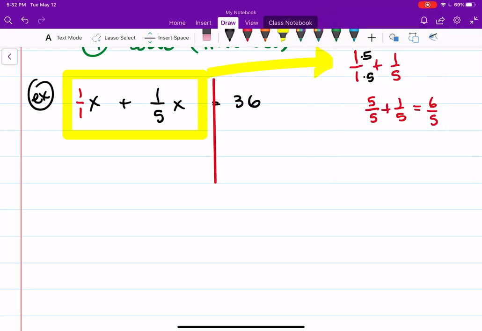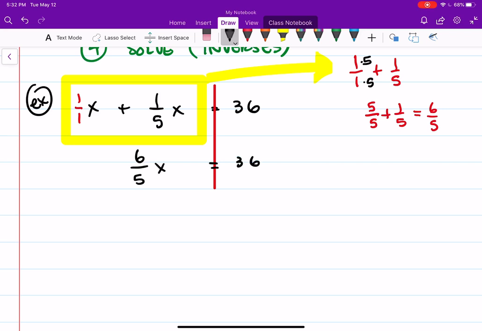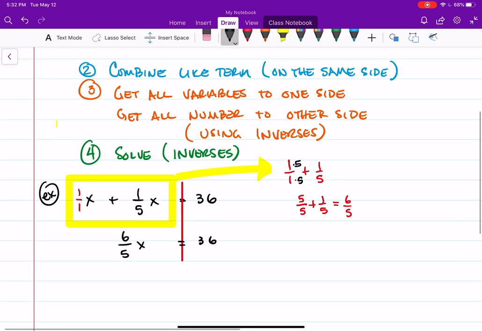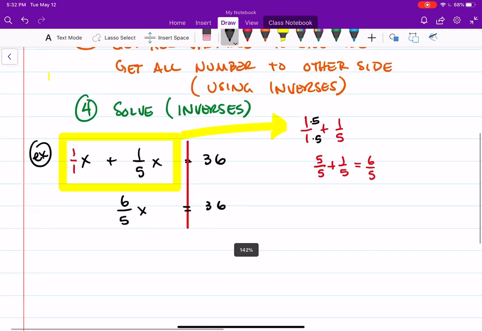Okay, perfect. So the left side, let me finish this up right here. Draw your line. All right, so on the left side, I want to have a 6 over 5x is equal to 36. Okay? So I did step 2, combine like terms on the same side. The right side had nothing to combine.